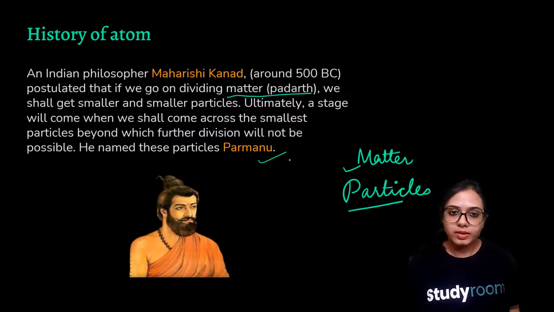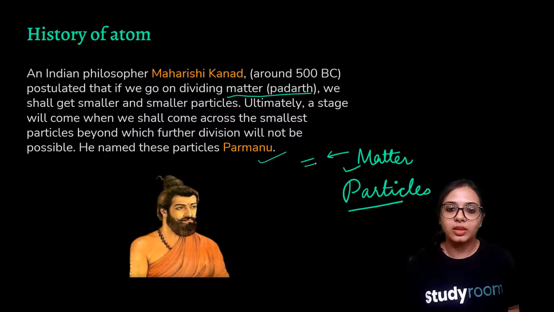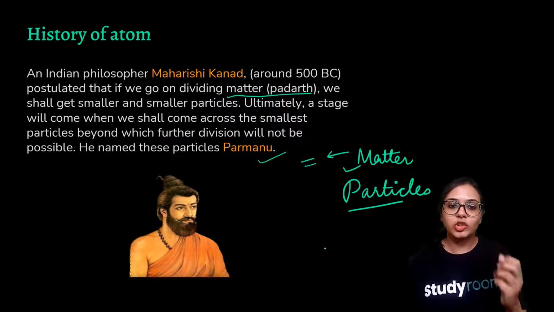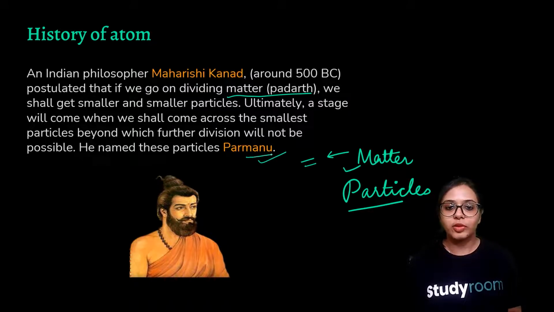So this Indian philosopher postulated that if we were to divide matter into smaller and smaller particles, we would ultimately reach a stage where further division will not be possible, and these particles he named Parmanu.